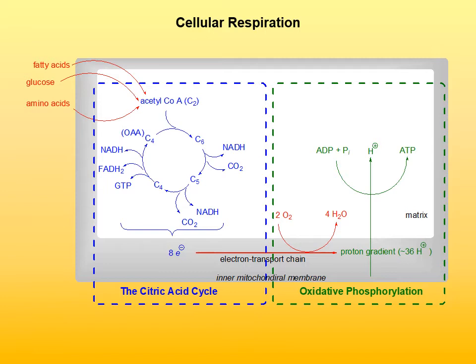It removes electrons from acetyl coenzyme A and uses those electrons to form NADH and FADH2. Each cycle generates 8 electrons, which are utilized to reduce oxygen molecule and generate proton gradient in the second step, in the oxidative phosphorylation step. And that's where most of the ATP is synthesized.